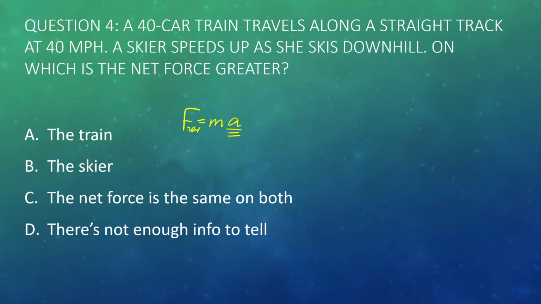So the train, even though it's this giant, massive object, has no net force acting on it. But the skier, even though we don't have a number, does have an acceleration. We know there's an acceleration because she is speeding up. So, we don't know how big the net force is, but we know it's more than 0. So the skier has the greater net force. Okay, so again, the train does not have a net force because it is not accelerating. The skier is accelerating, so they do have a net force. So the answer is B.